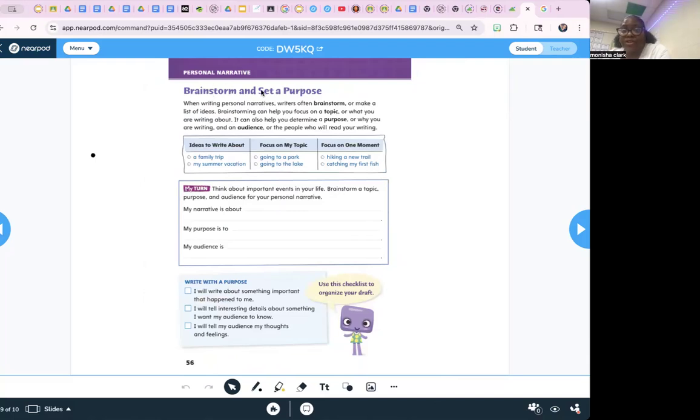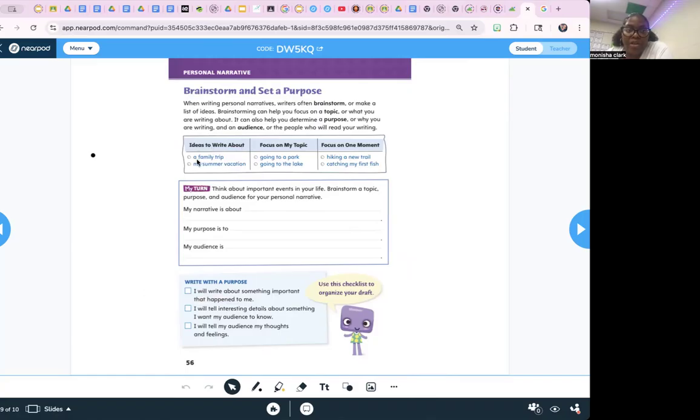Okay. Now it's time for us to work on our own personal narratives. When writing personal narratives, writers often brainstorm or make a list of ideas. So when I'm telling you to brainstorm, you see that word or? That's giving me a definition: make a list of ideas. So what do I want you to do? Make a list of ideas. Brainstorming can help you focus on the topic or what you are writing about. It can also help you determine a purpose or why you are writing and an audience or the people who will read your writing.